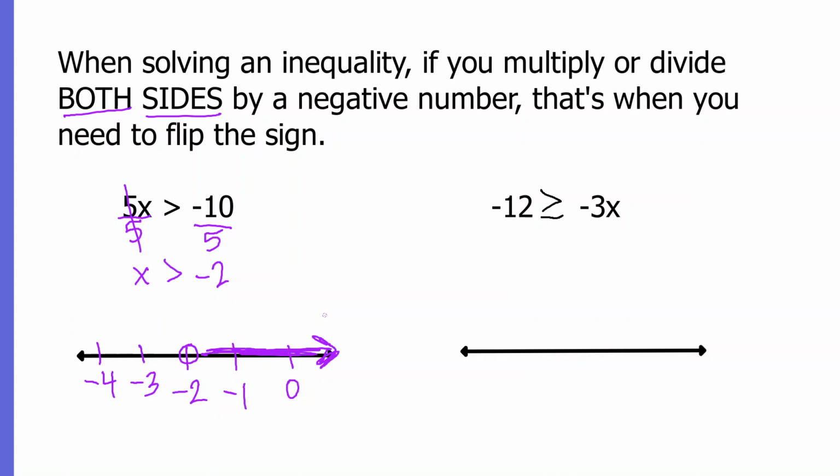And in my second one over here, we have negative 3 being multiplied by x. So I would need to divide both sides by negative 3. Okay, negative 3 divided by negative 3 is 1. And now this is where sirens should be going off. This is when you need to flip your inequality sign because we divided both sides by that negative number. So this is a positive 4.